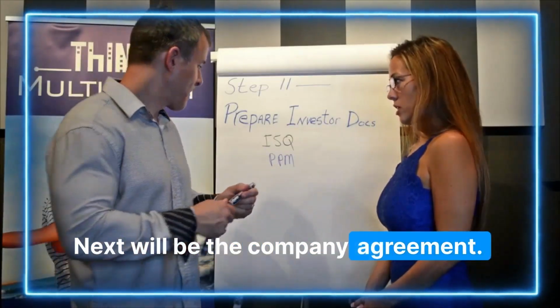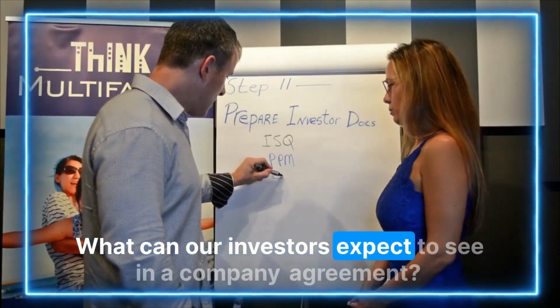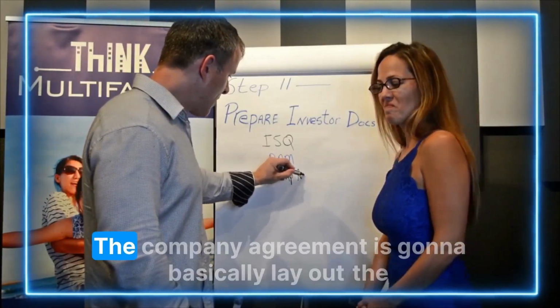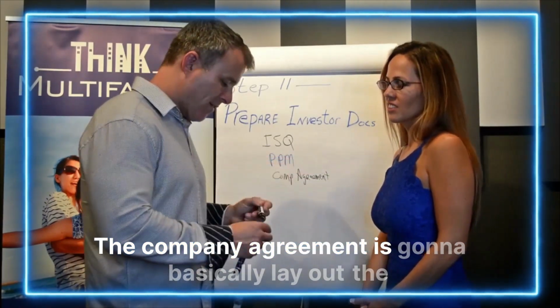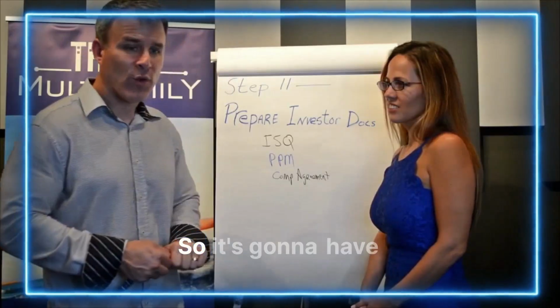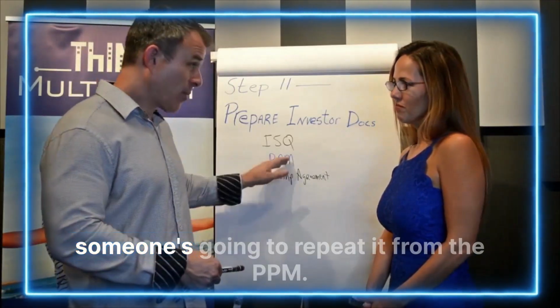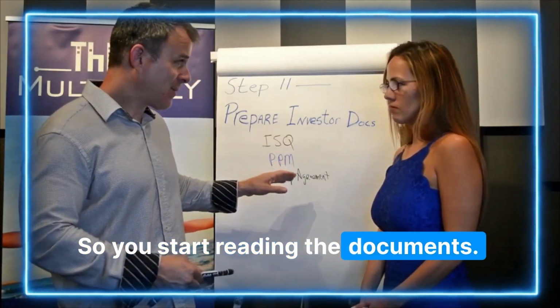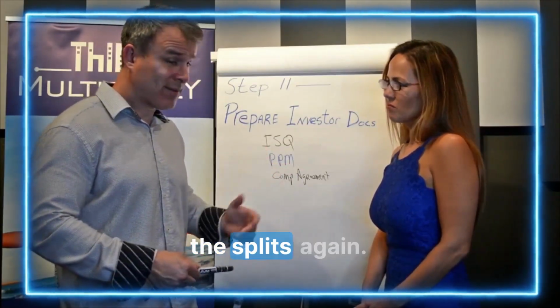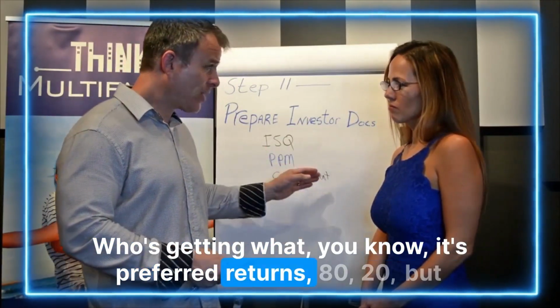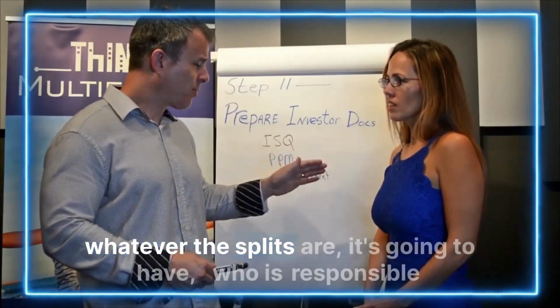Okay, great. Next will be the company agreement. What can our investors expect to see in a company agreement? The company agreement is going to basically lay out the framework. Some of it is going to repeat from the PPM, so you start reading the documents like, didn't I just read this? Well, you might have. But a company agreement is going to have the splits again, who's getting what, the preferred returns, 80-20, or whatever the splits are.